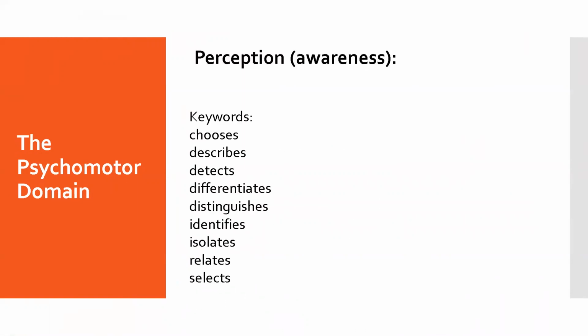The keywords that can be used when creating objectives for this level are the following: chooses, describes, detects, differentiates, distinguishes, identifies, isolates, relates, and selects. Later on, we will compare these levels.